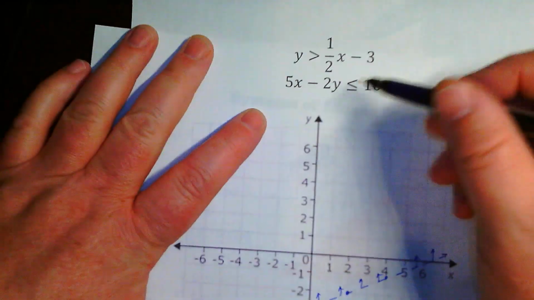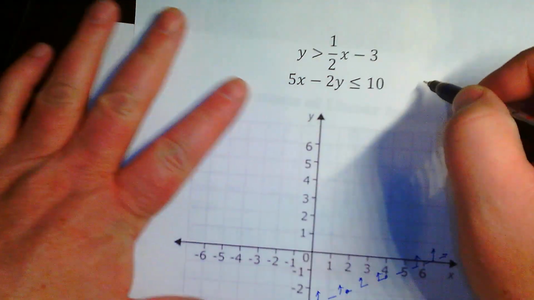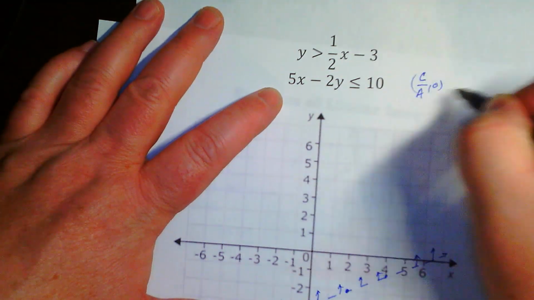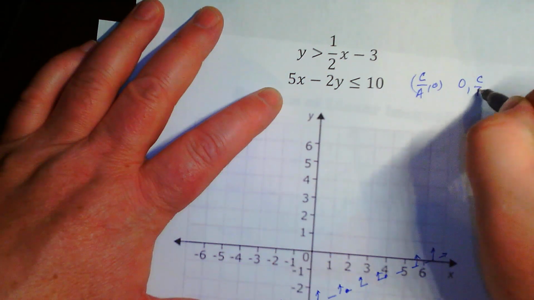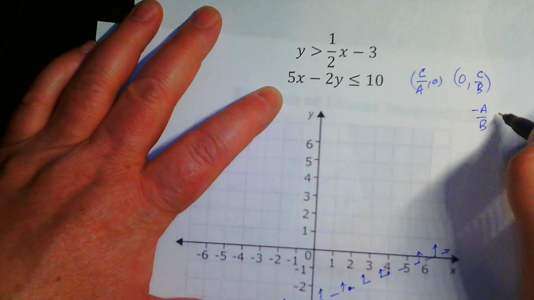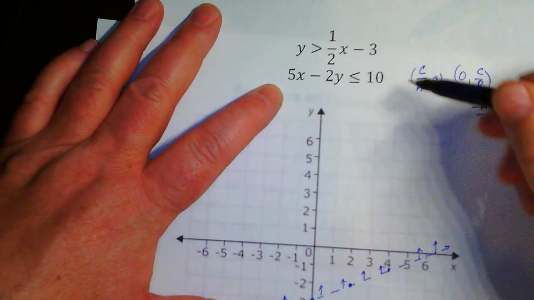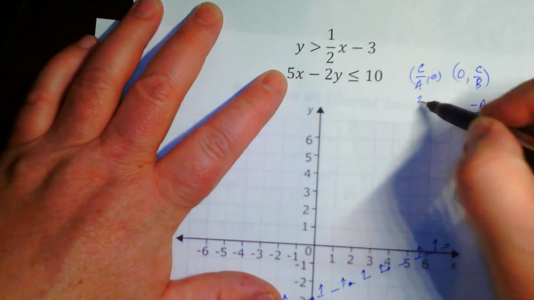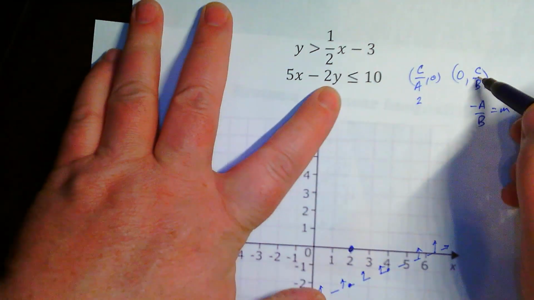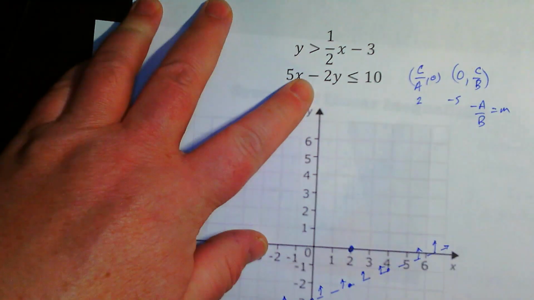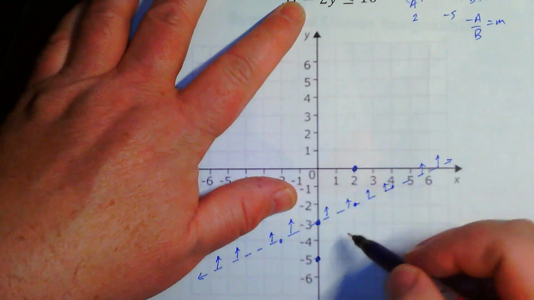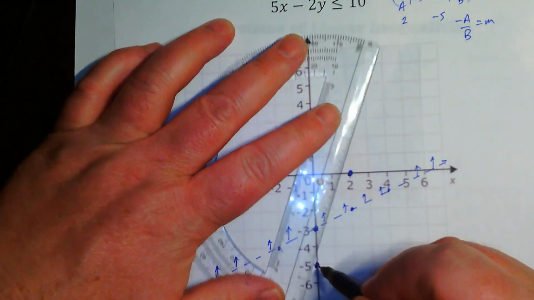So now let's check the second one. This is standard form. The easiest way to graph in standard form, if you remember, is that your x-intercept is c over a. Your y-intercept is c over b. And if you need it, your slope is the opposite of a over b. Anyway, 10 over 5, well, that's 2, so 2. And then 10 over -2 is -5. This one's a solid line. So we have 2, -5, solid line this time.